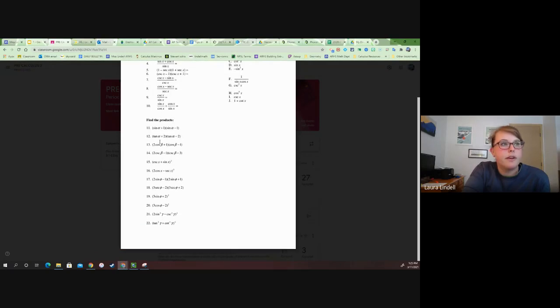And then for the next 12 problems, we're finding the products. So we're multiplying. If it's squared, make sure you don't just square individually the things inside. You actually have to multiply it by itself. So like cosecant x plus sine x squared, you'd have to go cosecant plus sine times cosecant plus sine. So don't forget that you have to write that whole thing out. Okay, so that is today's assignment.